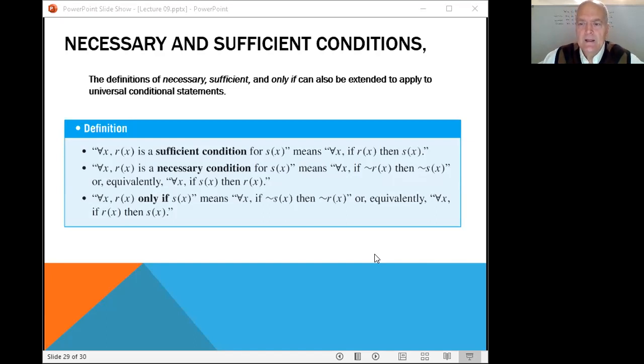And then finally, for all x, R of x only if S of x means that for all x, if not S of x, then not R of x. And again, using our contrapositive logical equivalence, we can say for all x, if R of x is true, then S of x is true as well.